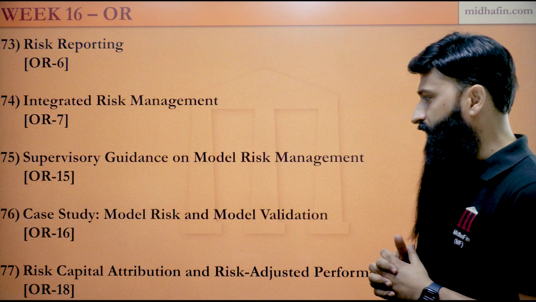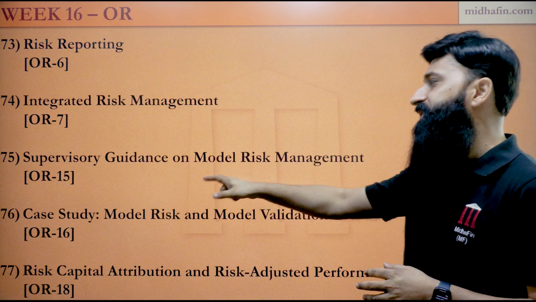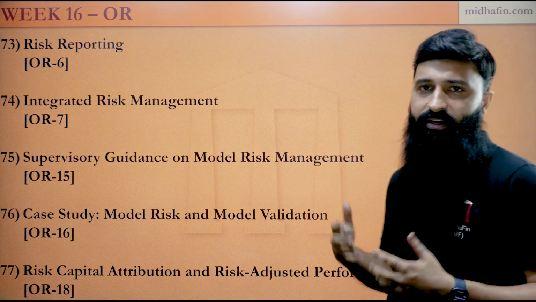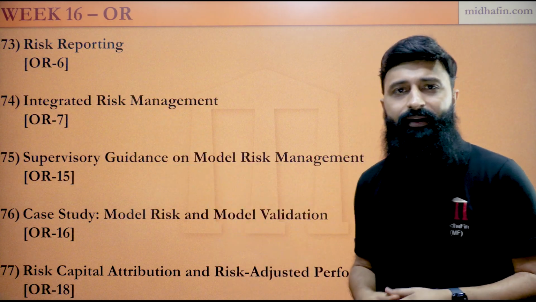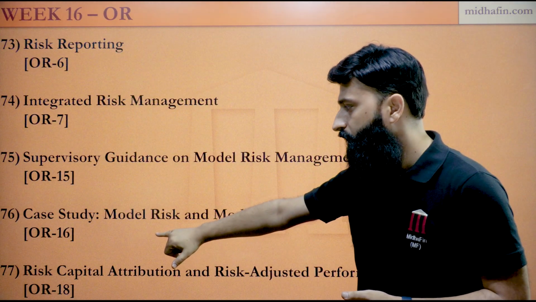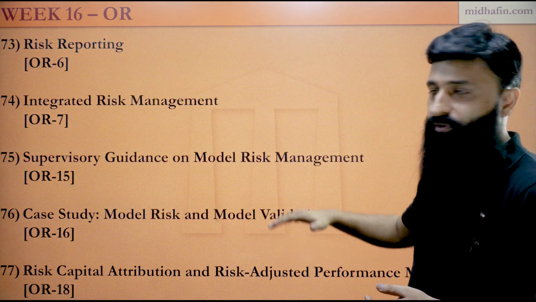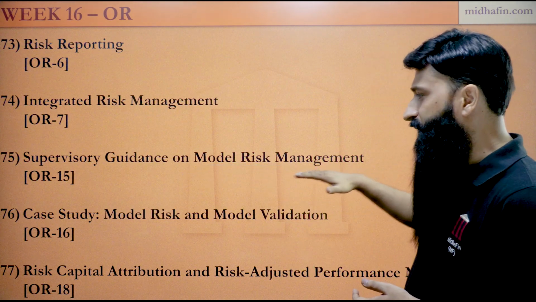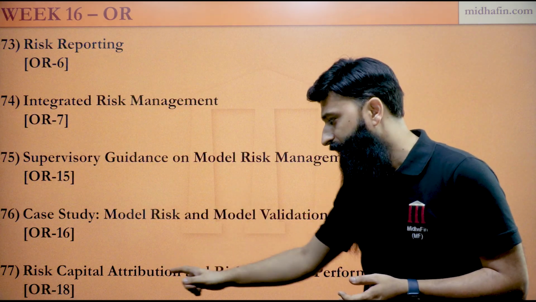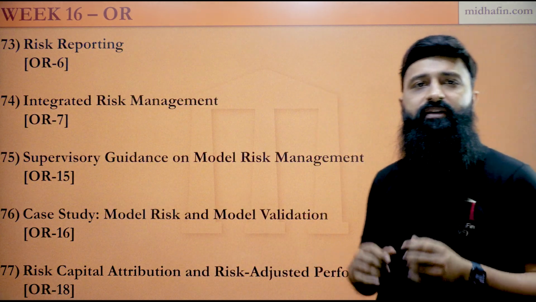Okay, sorry, I think I missed one chapter, right? Supervisory guidance. So after OR7, you have supervisory guidance on model risk management. So all the supervisory guidance will be dealt in this chapter only, and after that only we have model risk and model validation. So first you will see supervisory guidance on model risk management, and then you will see model risk and model validation. Then you have risk capital attribution and risk adjusted performance measurement.